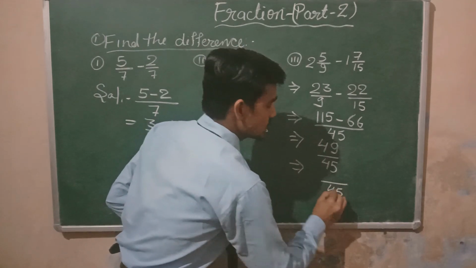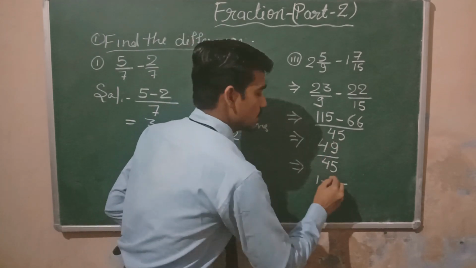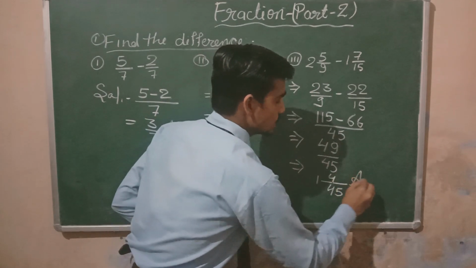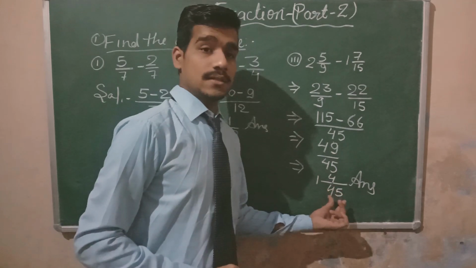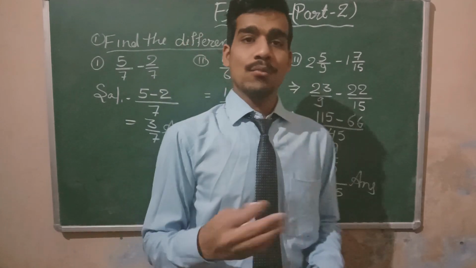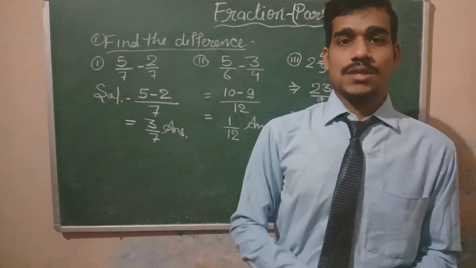45 once and the remainder is 4. Clear? After dividing you will write it. Clear? Now I am going to start the next question.